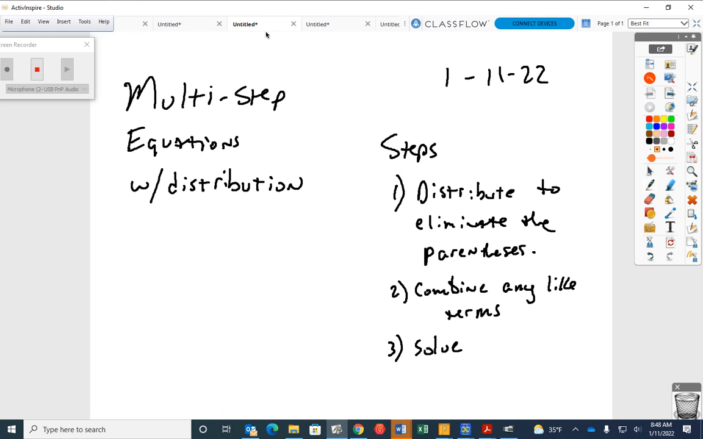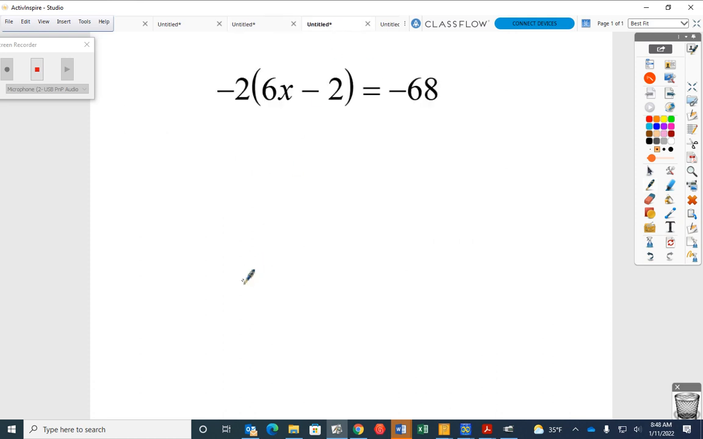All right, so if we look at this problem, my first step said to use the distributive property to get rid of parentheses. So if you remember, inside these parentheses, how many terms are there? There's a 6x and a negative 2. And we can't combine those. We can't say 6x minus 2 is 4x, can we? No. Because they're not like terms.